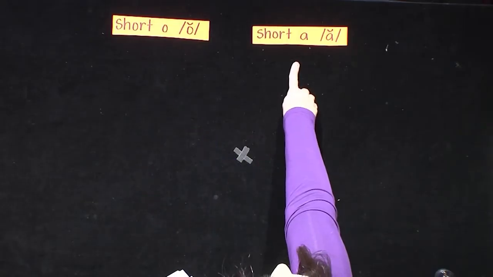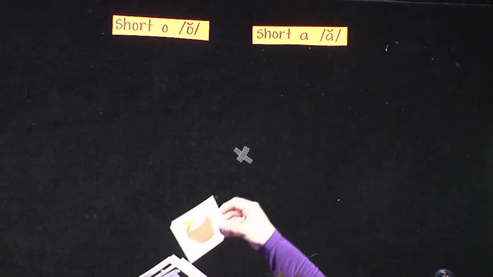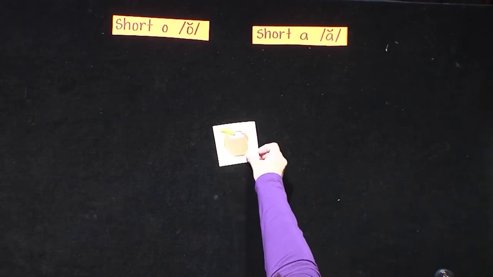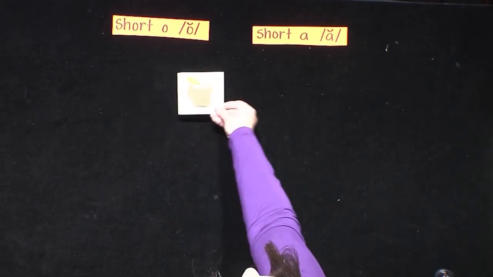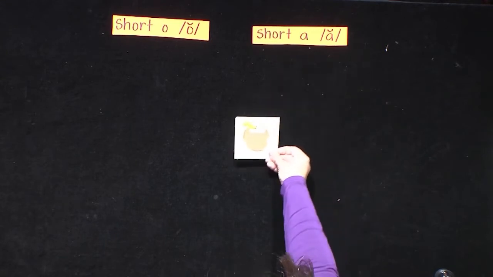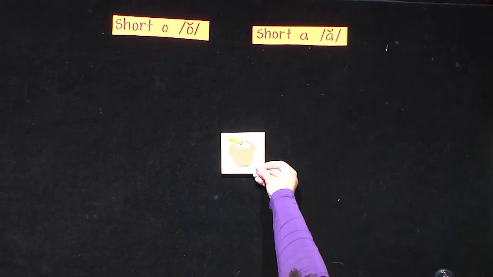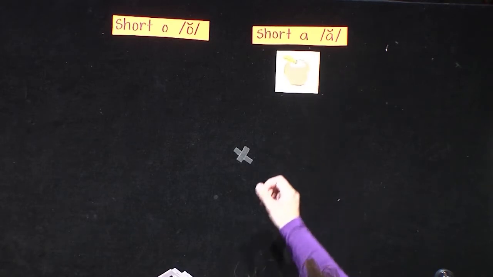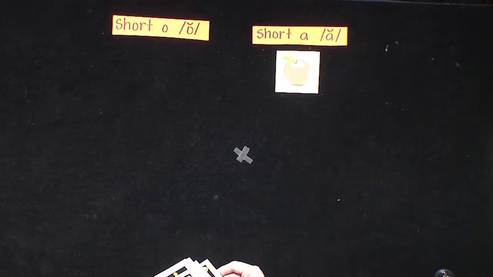Now we're going to say them and decide if they have the short O, ah sound, or the short A, ah sound. Say apple. Does apple have the short O sound or the short A sound? That's right, apple has the ah sound, the short A sound.